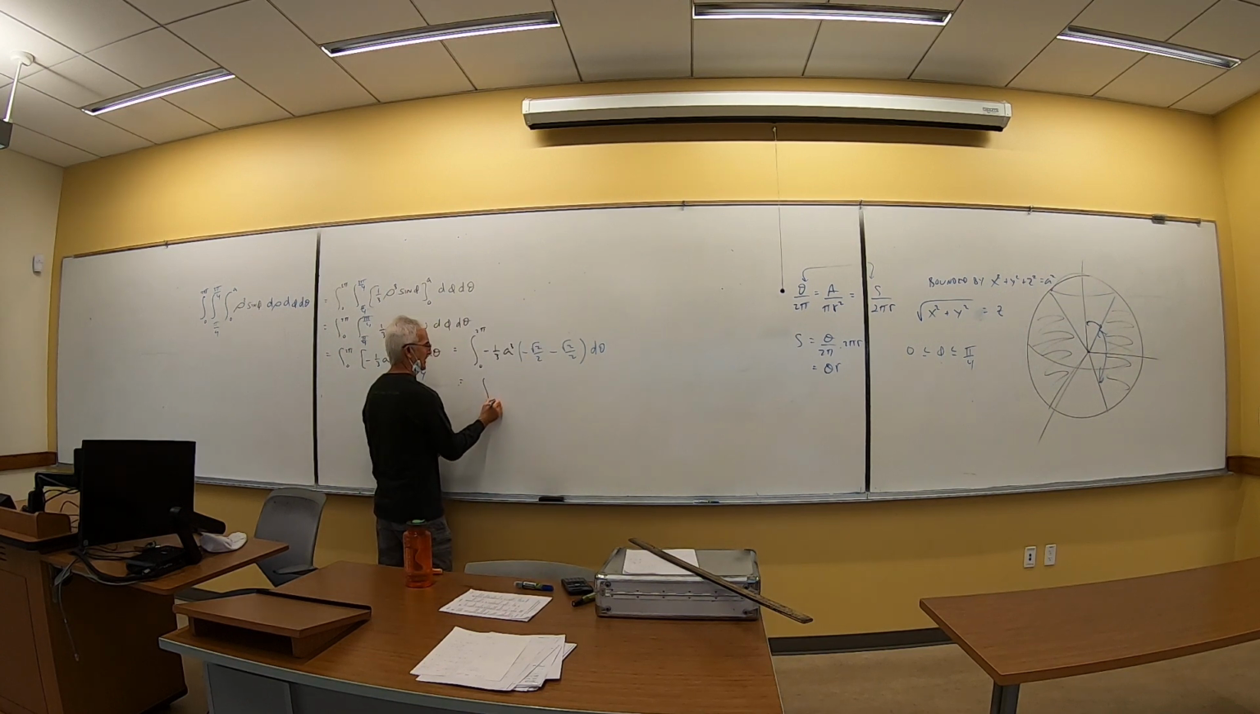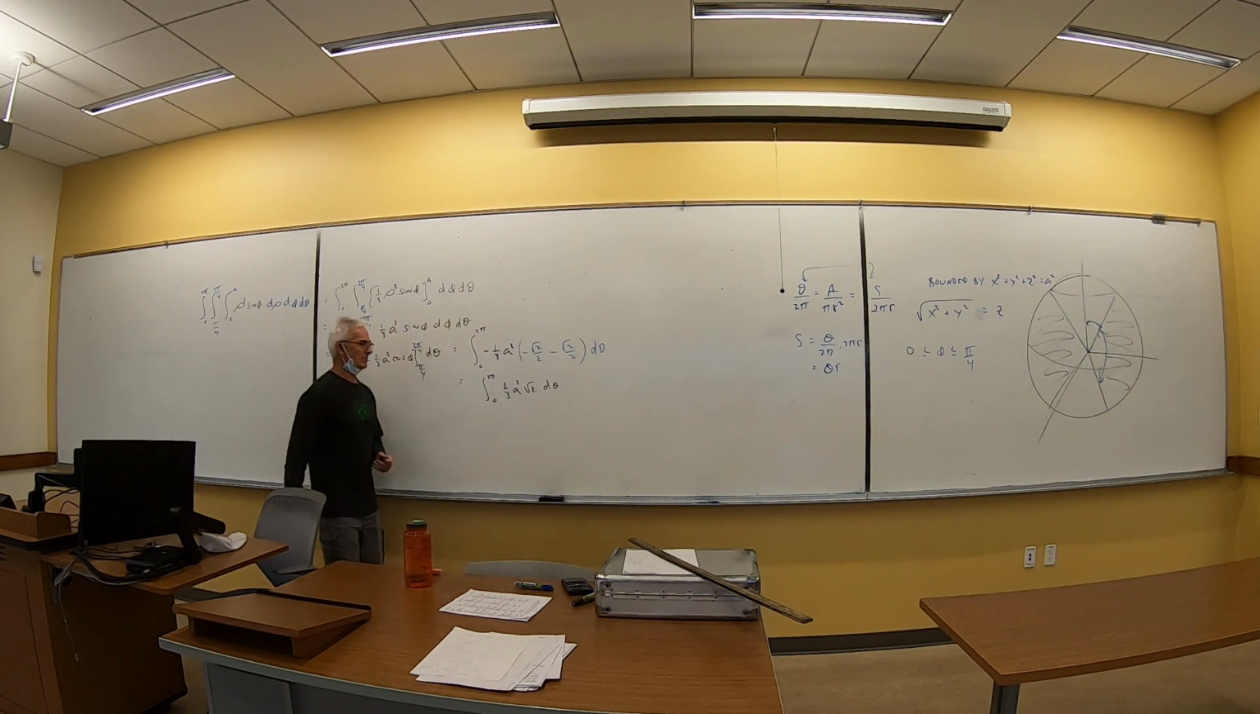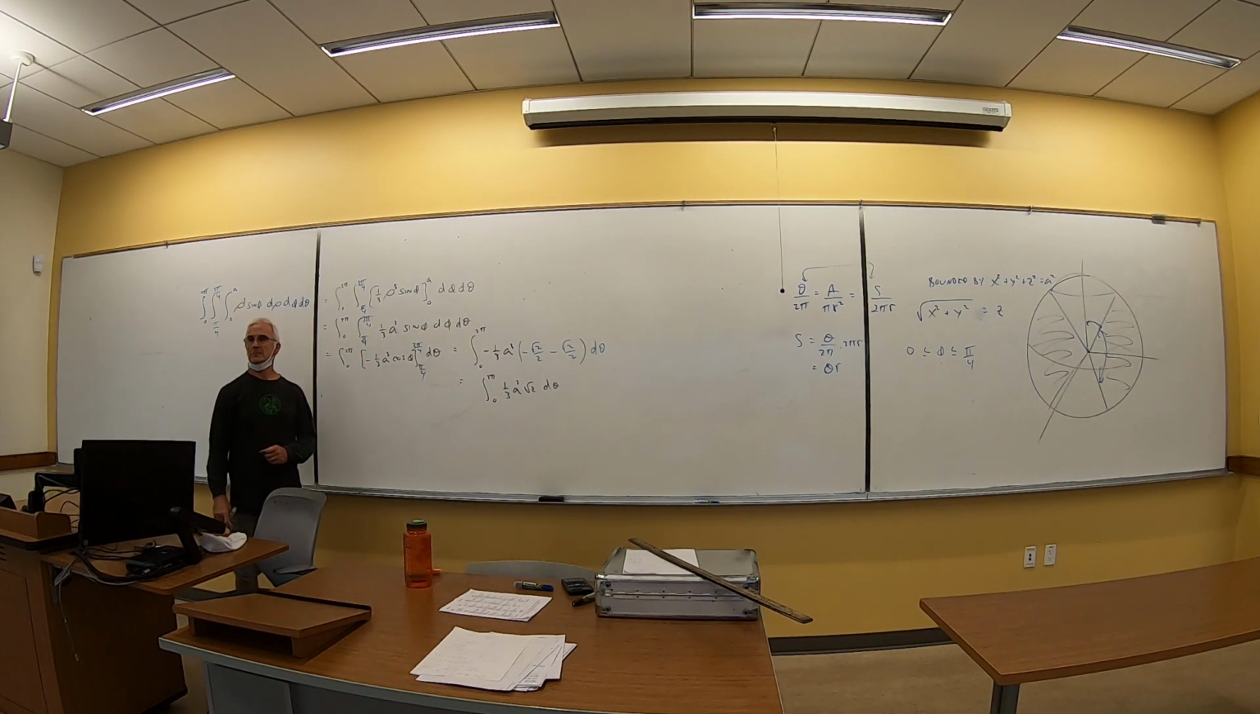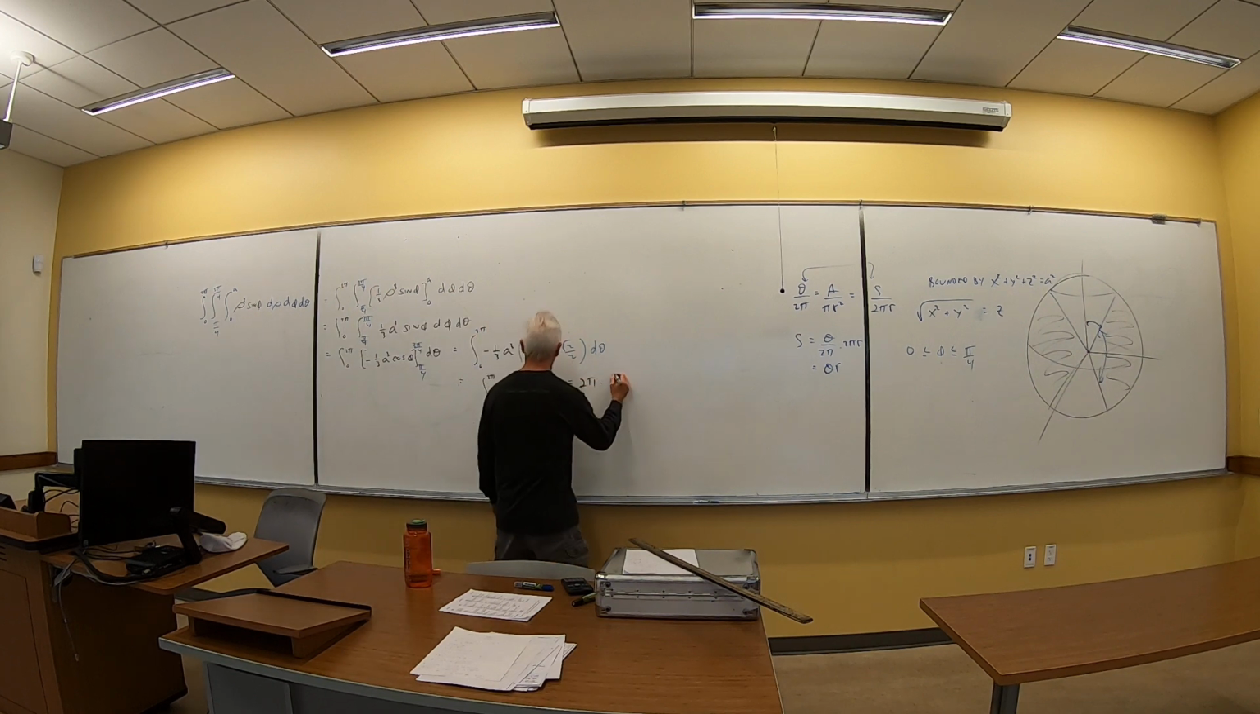So now what have I got? I've got 0 to 2 pi of negative root 2. So 1/3 a cubed root 2. Oh, okay. Wait, that's constant. So can I say my final answer is 2 pi times this?